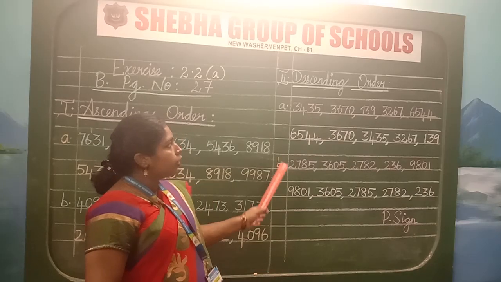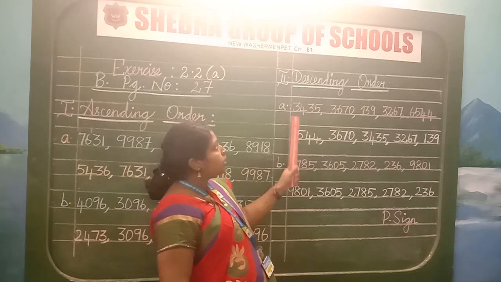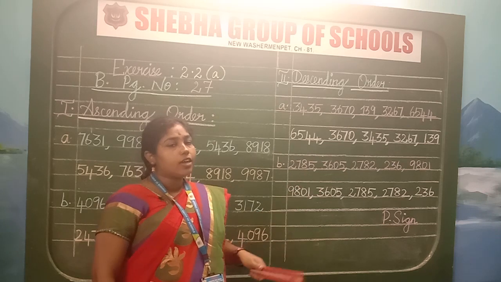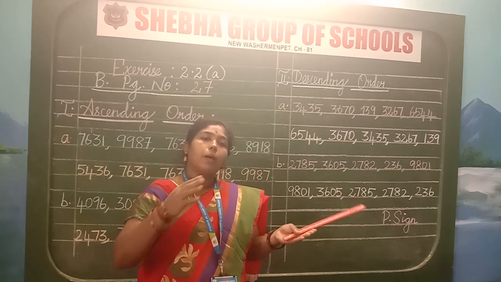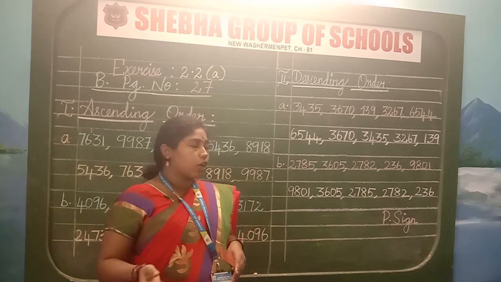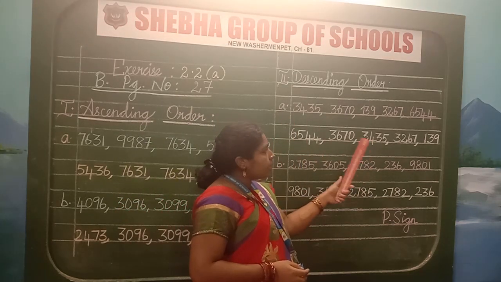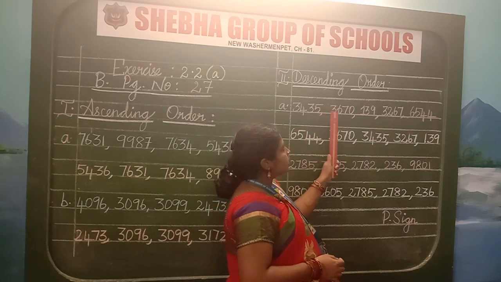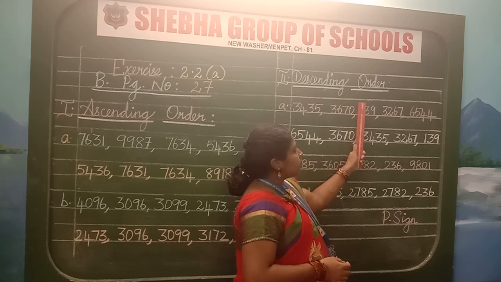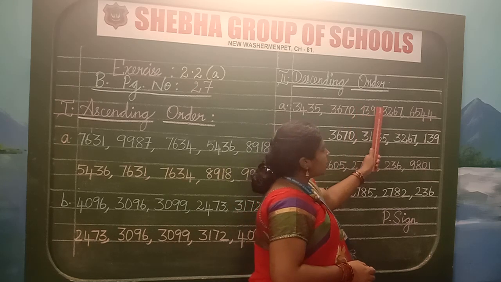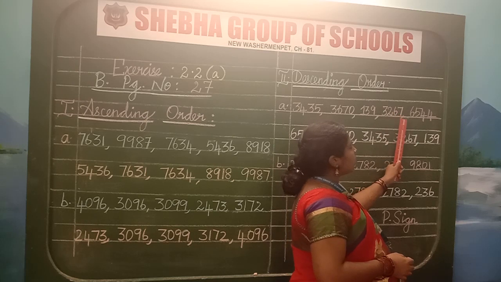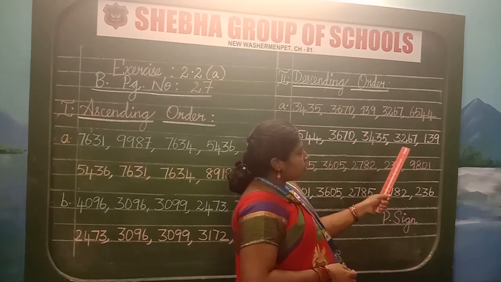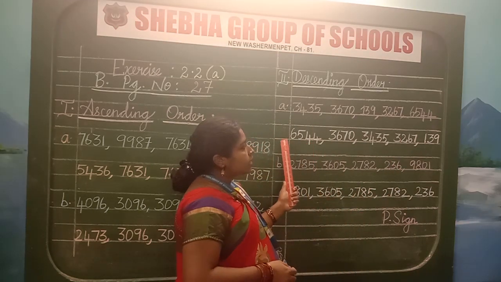Now children, we are going to write the D sum. Take a fresh page. Second Roman letter, descending order. Second Roman letter is descending order. We are going to arrange the numbers from bigger to smaller way. So here we are having again a set of numbers. Let me read it. 3435, comma, space, 3670, comma, space, 139, comma, space, 3267, comma, space, 6544.